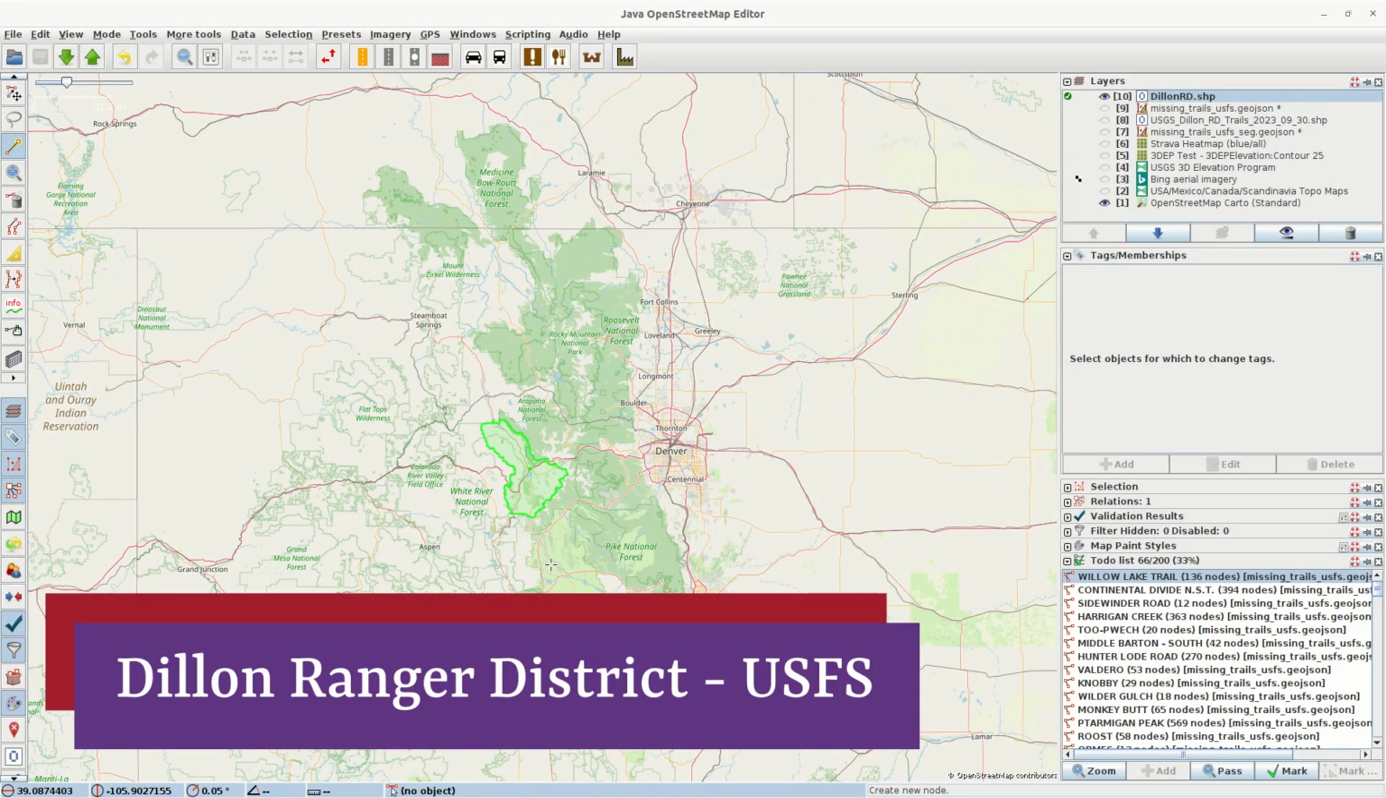This is a summary of my analysis of the trail data quality for the trails managed by the Dillon Ranger District of the U.S. Forest Service. This Ranger District is in Colorado. I've highlighted it in green here, appropriate for the Forest Service. It is west of Denver, kind of straddles I-70.